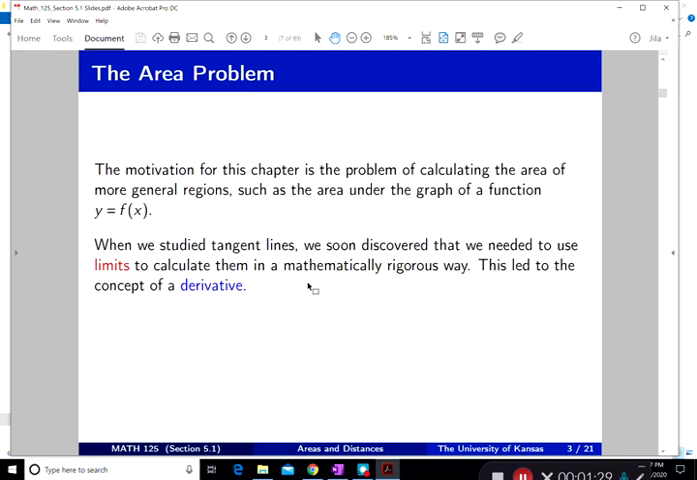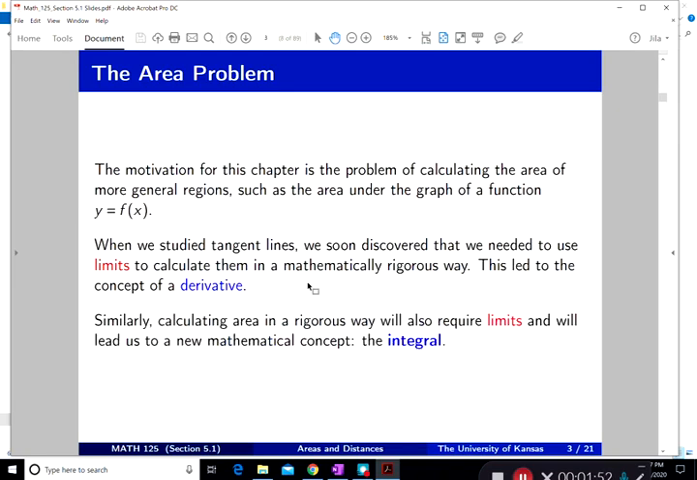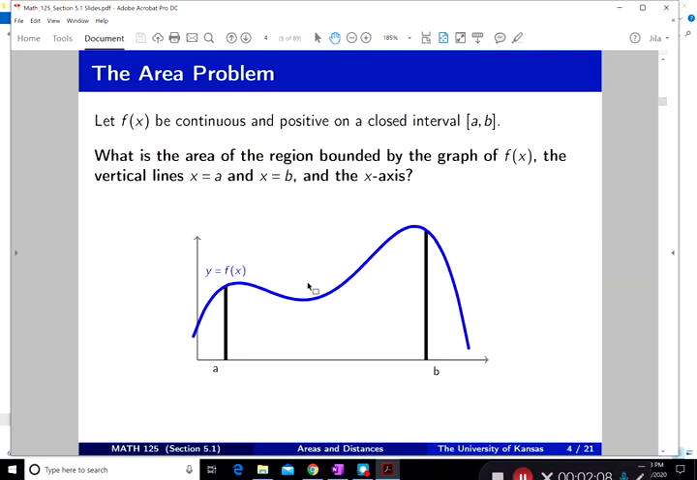When we were discussing the tangent line, we very quickly discovered that we need limits to calculate derivatives and the slope of the tangent line mathematically in a rigorous way, and this started the derivative. Then when we're trying to find the area, we realize that we need limits again to be able to calculate the area in a rigorous way, and this leads to the concept of the integral.